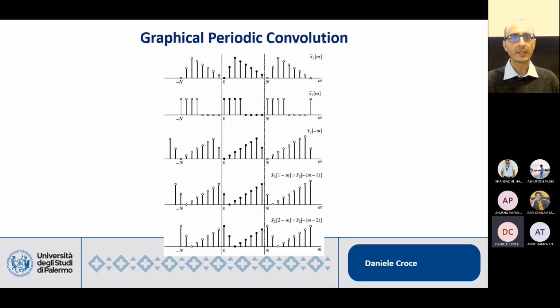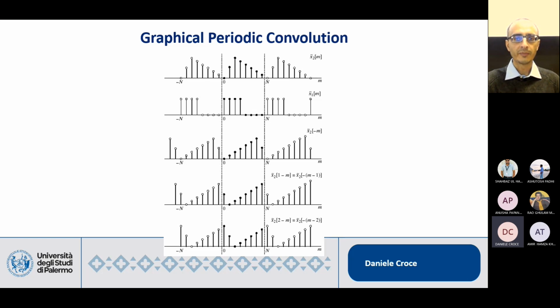So this is a graphical representation of the periodic convolution. You have here the two sequences, x1 and x2. x1 is basically a window that is repeated, and x2 is this function here that goes up and down. If you flip x2, what we obtain is this. Be careful, as I said, that the first point is fixed. When you flip, this doesn't change.